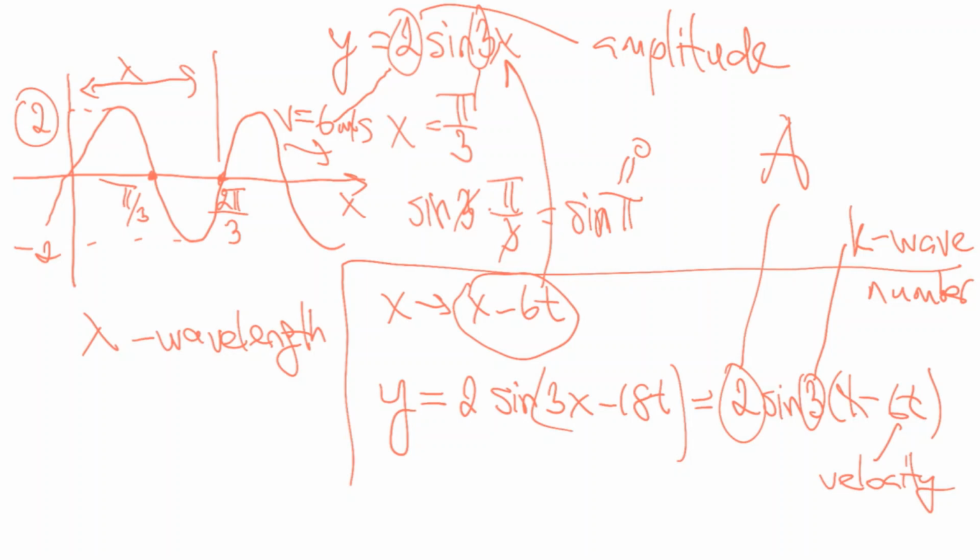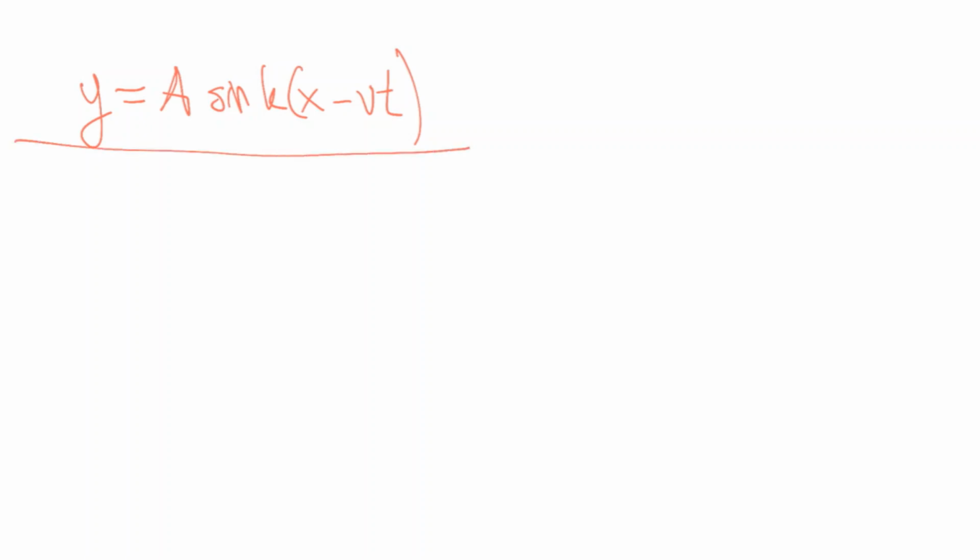So you see here, I will just try to rewrite the general expression for the wave. Since I just replace the x by x minus 6t, now it's moving, and you'll see after a certain time, after 1 second, it will come up here. Finally, I will come up to the general expression: y equals A sine of kx minus vt.